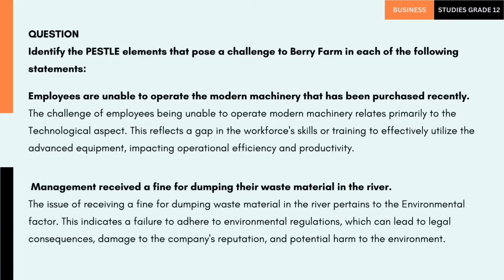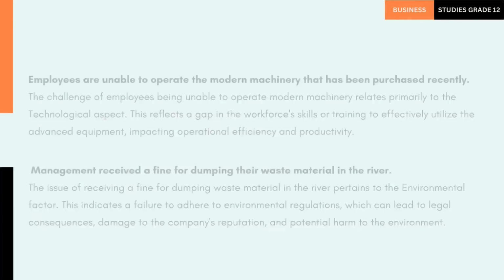2. Management received a fine for dumping their waste material in the river. The issue of receiving a fine for dumping waste material in the river pertains to the environmental factor. This indicates a failure to adhere to environmental regulations, which can lead to legal consequences, damage to the company's reputation, and potential harm to the environment.